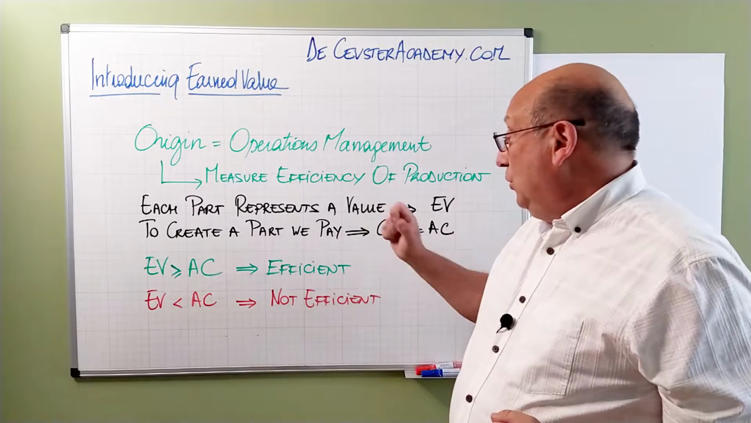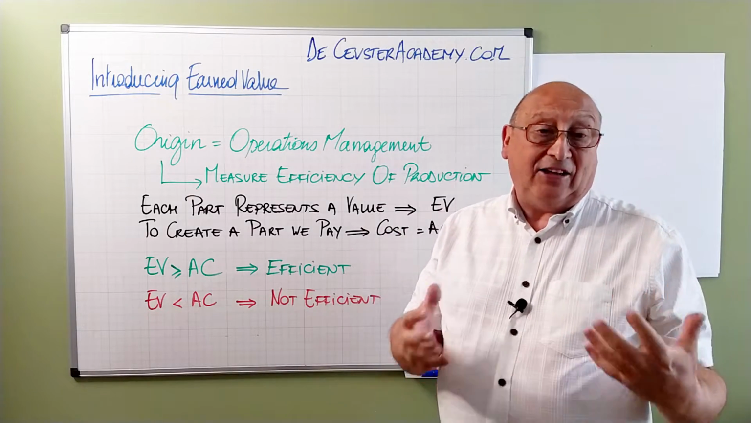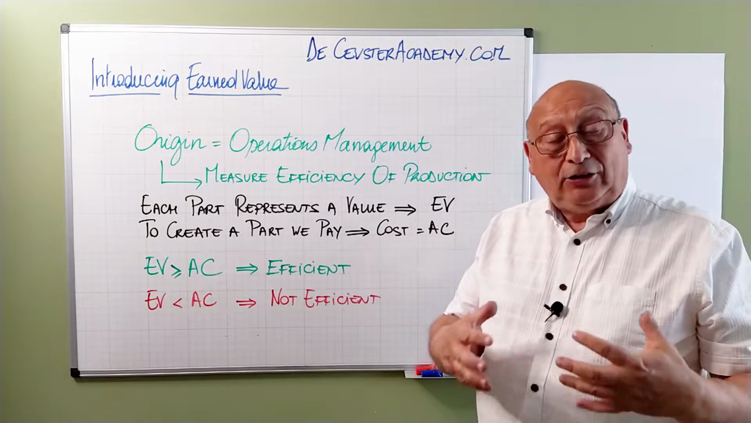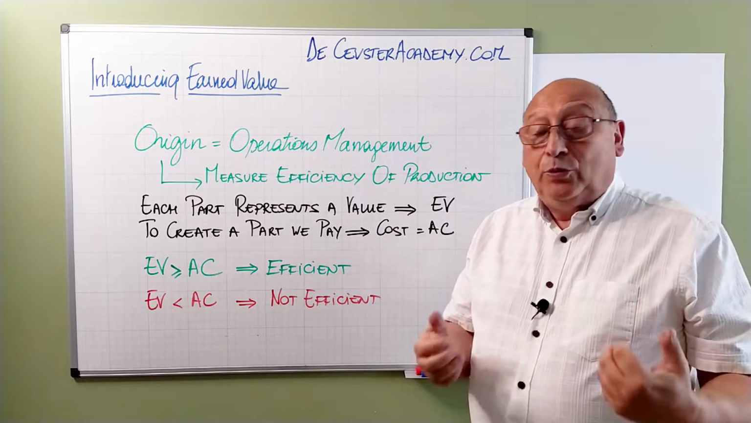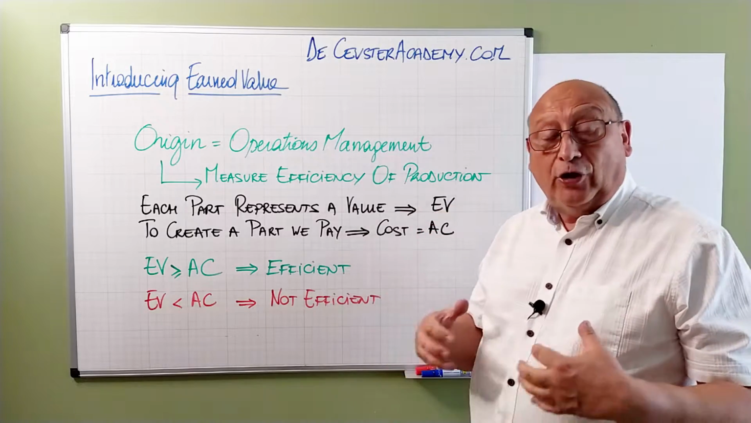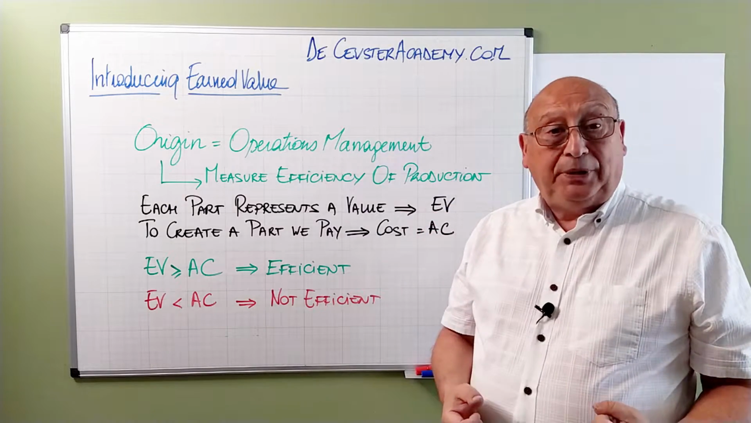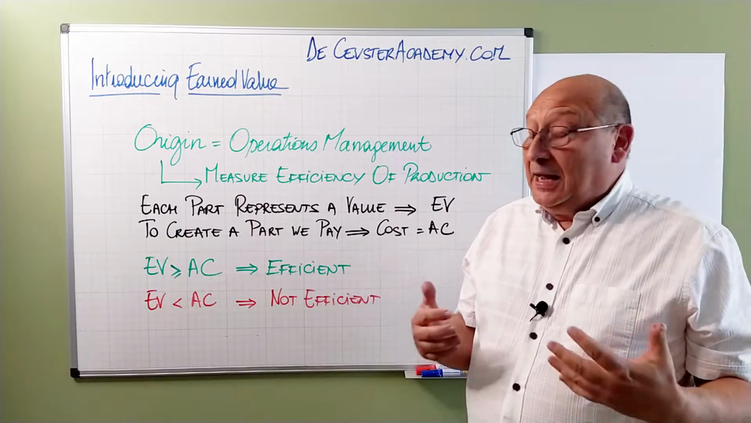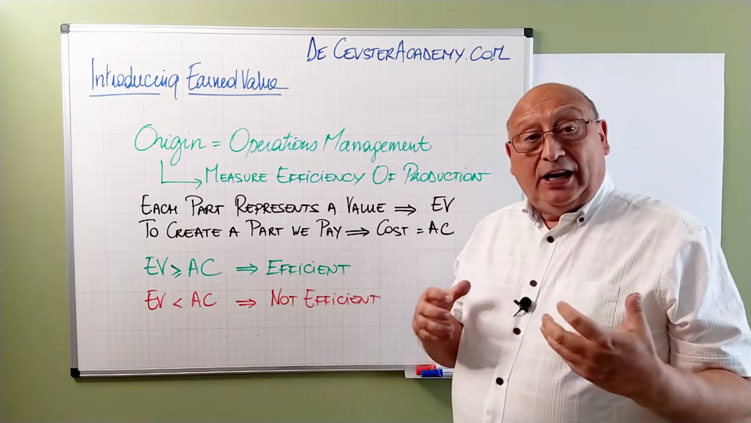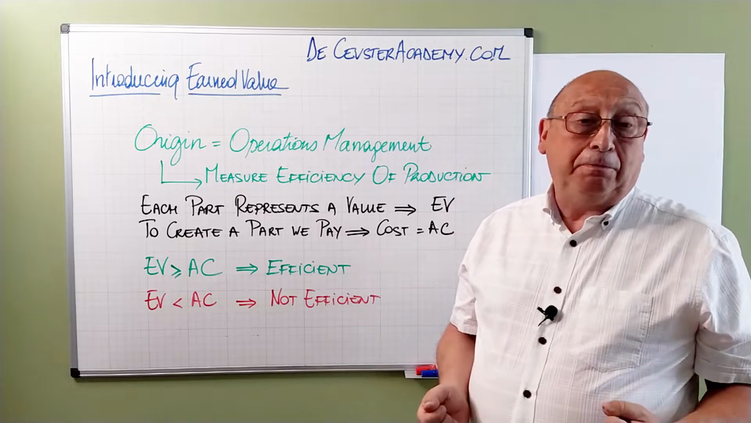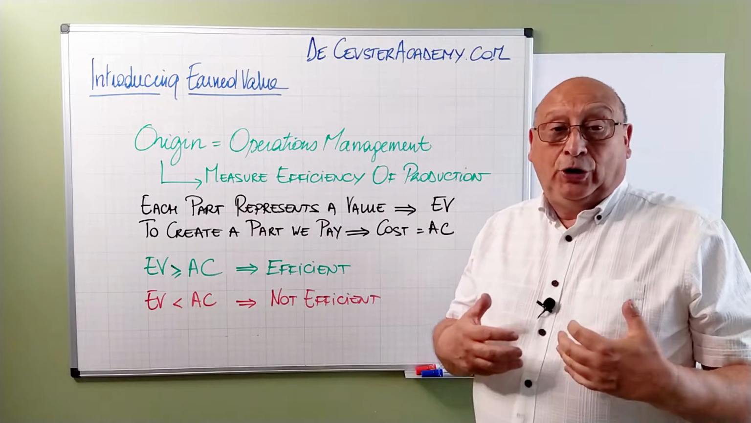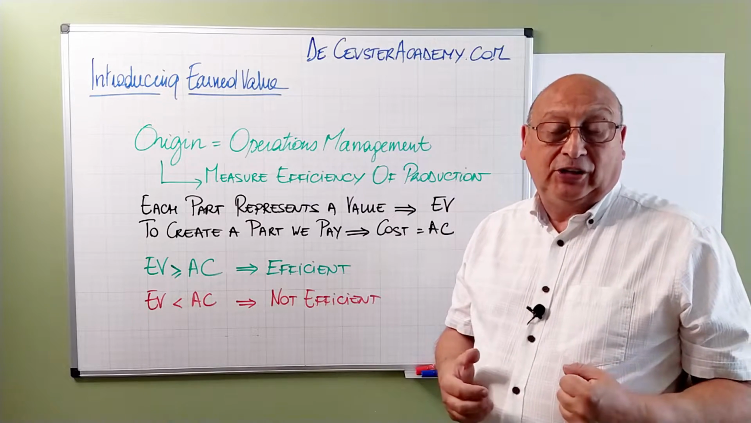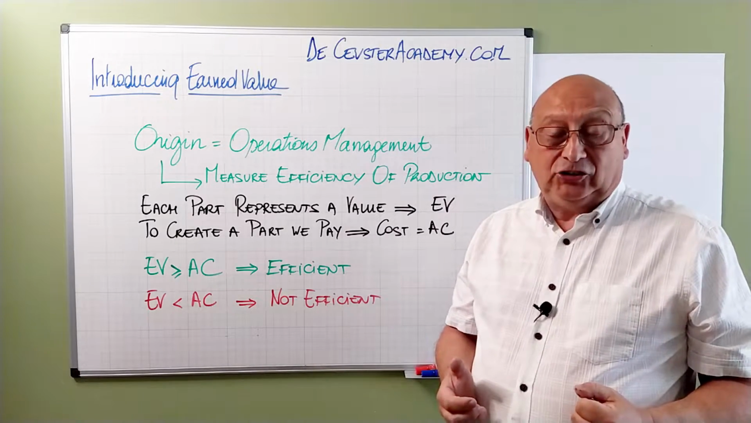First of all, when we have that part that has a certain value, an optimal cost to create, we call that the earned value. So every time we create a piece, we earn the value of that piece. The second thing is that in order to create those different parts, we have to work on it, we have to perform certain actions, and we have to pay for those actions.